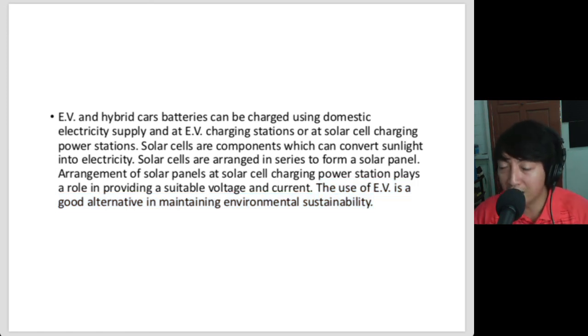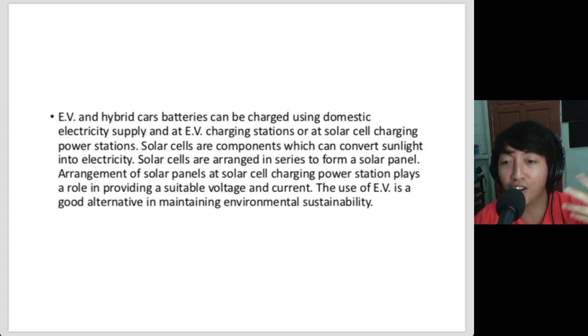The use of electric vehicles is a good alternative in maintaining environmental sustainability. The argument is that electric cars are more environmentally friendly because you're using less gas. Of course, there's an argument to be made, and we're not going to go too deep into this, that even though the electric car is not burning as much fossil fuel, the fossil fuel that you need to burn to charge the car is still producing the same amount of carbon dioxide.